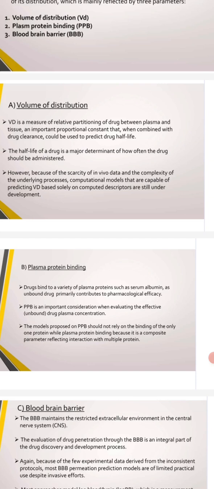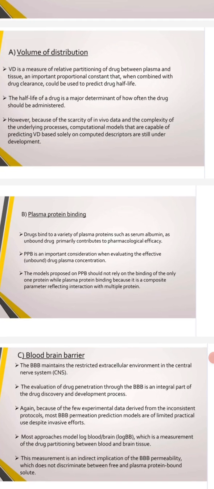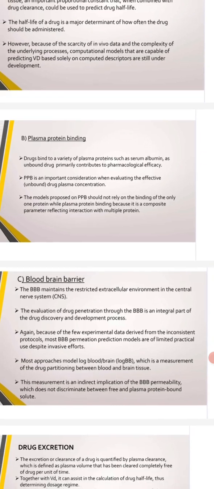Next one, plasma protein binding. Drugs bind to a variety of plasma proteins such as serum albumin, as only unbound drug primarily contributes to pharmacological efficacy. Plasma protein binding is an important consideration when evaluating the effect on drug plasma concentration. The models proposed for PPB should not rely on the binding of only one protein, because plasma protein binding is a composite parameter reflecting interaction with multiple proteins.